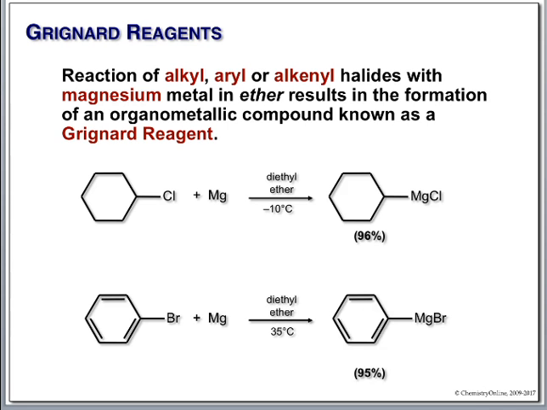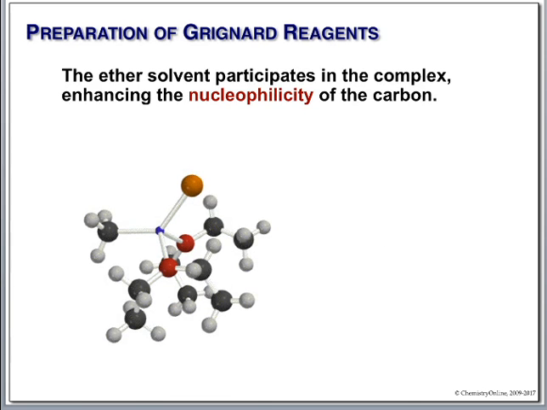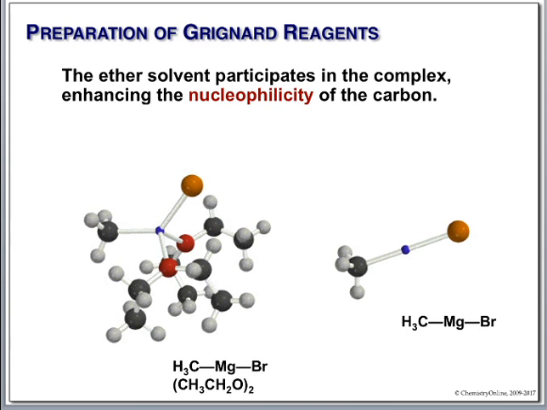If we do this with bromobenzene, again, magnesium, diethyl ether, we get phenyl magnesium bromide. Very reliable reaction. Now, why do we have to do this in diethyl ether? It doesn't have to actually be diethyl ether, but it has to be an ether. The reason is that the ether actually participates in the reaction.